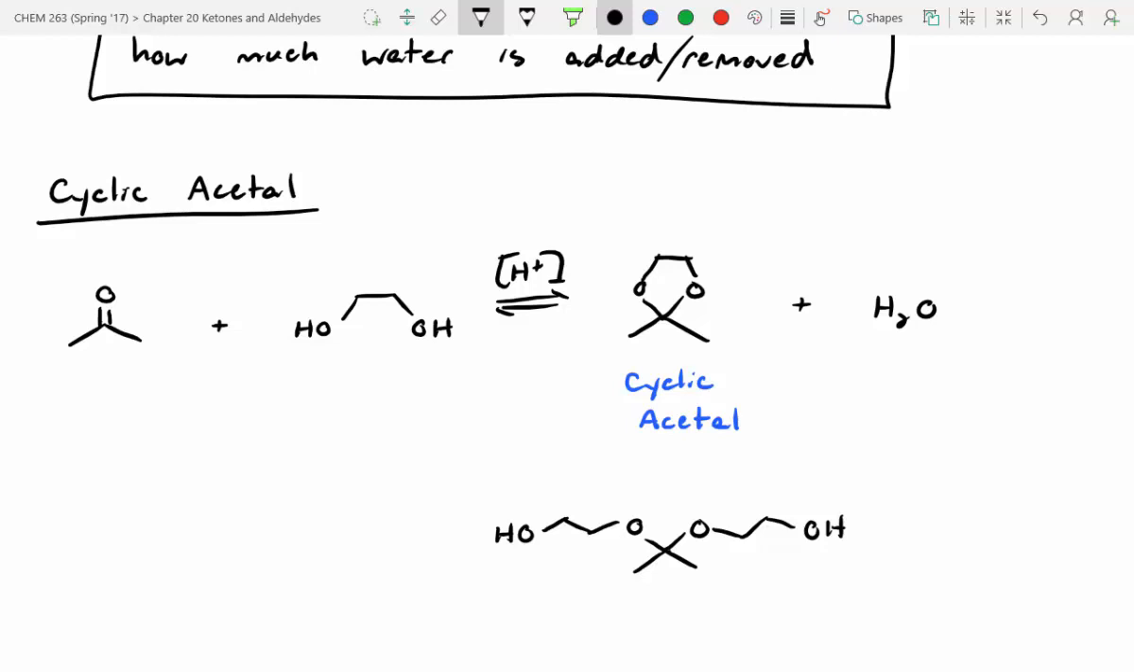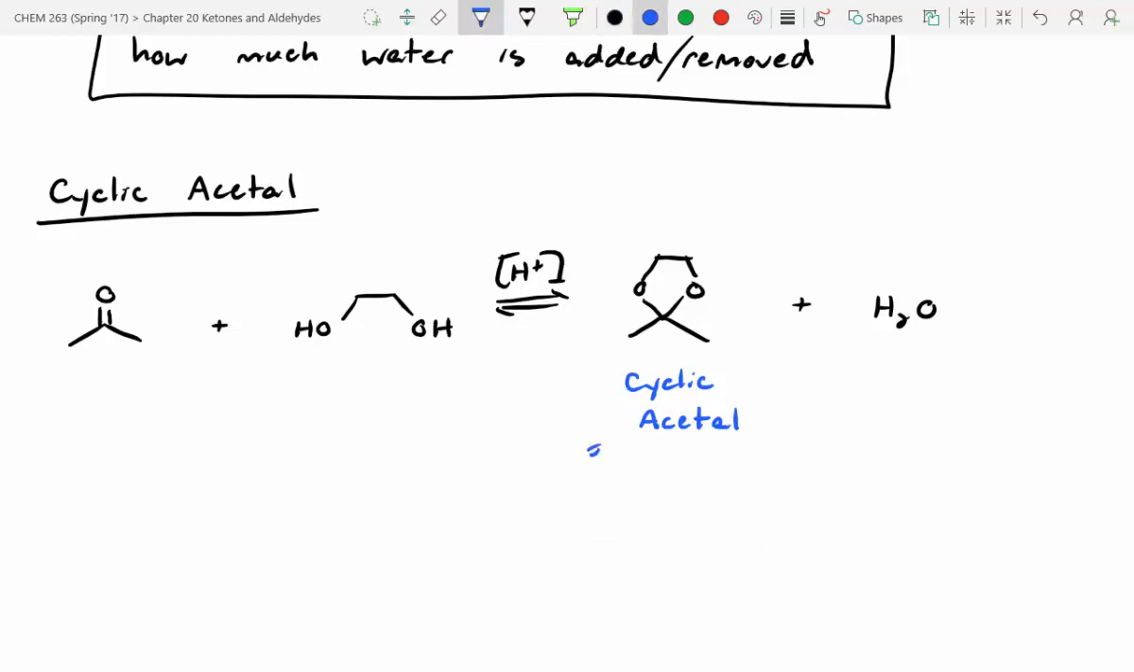Another reason is entropy, right? It's a lot easier to go from 2 moles to your product than 3 moles to your product, right? Entropically, that's a lot more favorable. So either explanation is a good rationale for why we get the cyclic version and not this version I've drawn below. All right, so you may be wondering, why are you showing me this?